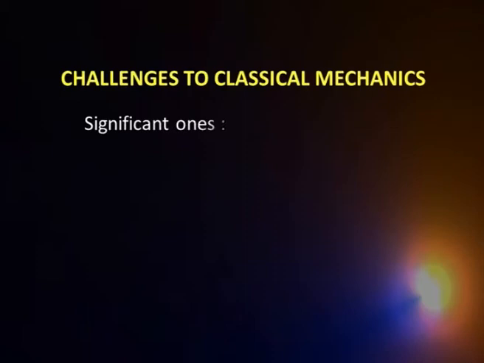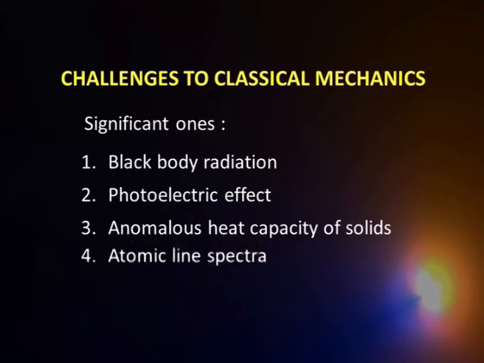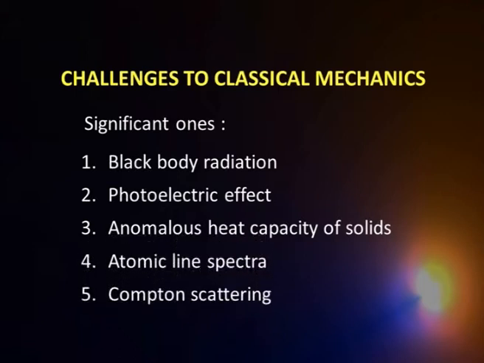Okay. Now, in the backdrop of such a scenario that everything is predictable, there were certain experiments. The experimental findings were such which posed challenge to this established domain of science, that is classical mechanics. There are 5 significant challenges: the Blackbody radiation, Photoelectric effect, anomalous heat capacity of solids, atomic line spectra, and Compton scattering.